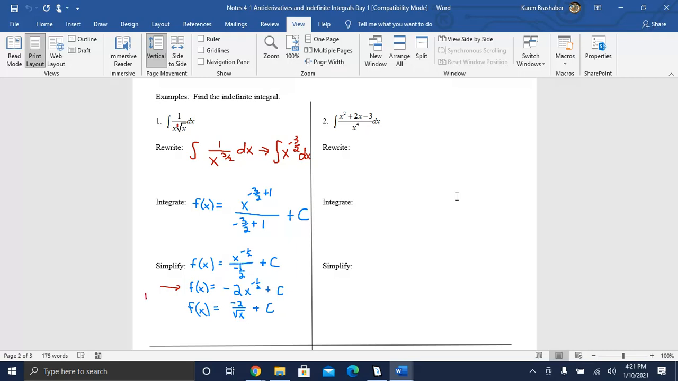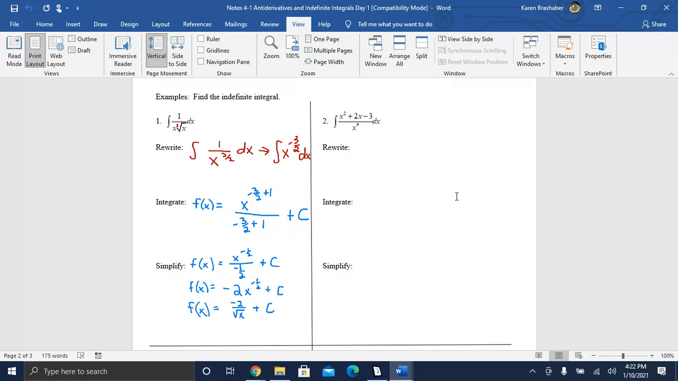If you check your work, and you don't have to, but it's not a bad habit, f prime would be 1x to the -3/2, and your plus c, that derivative is just 0. And so is that what we had for the original problem? And yes, it is. So there's a good way to check your answer. All right, let's move on to our second one.